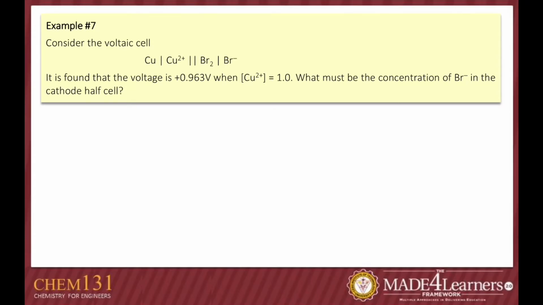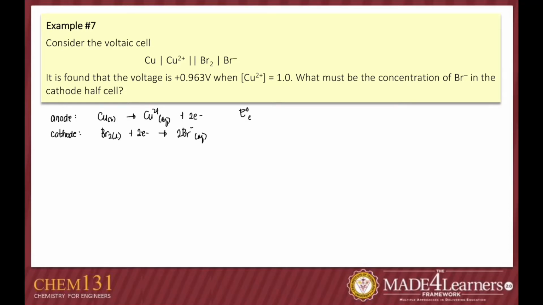So unsay reaction nga nahitabo sa anode? It is the oxidation of copper. So copper nga solid, 2Cu2 plus Aq plus 2 electrons. And then at the cathode, we have the reduction of bromine. So Br2, that's liquid, plus 2 electrons, producing 2 Br negative Aq.